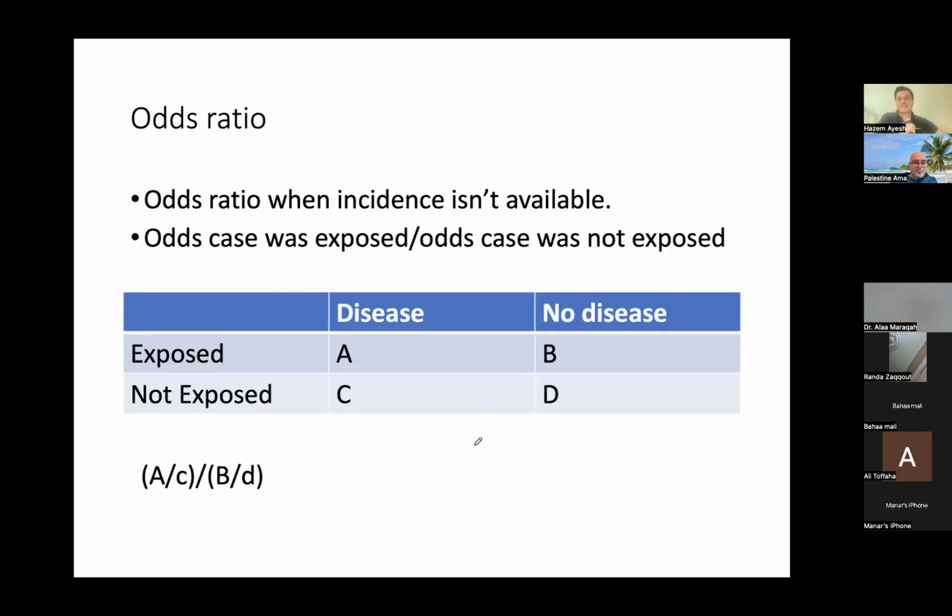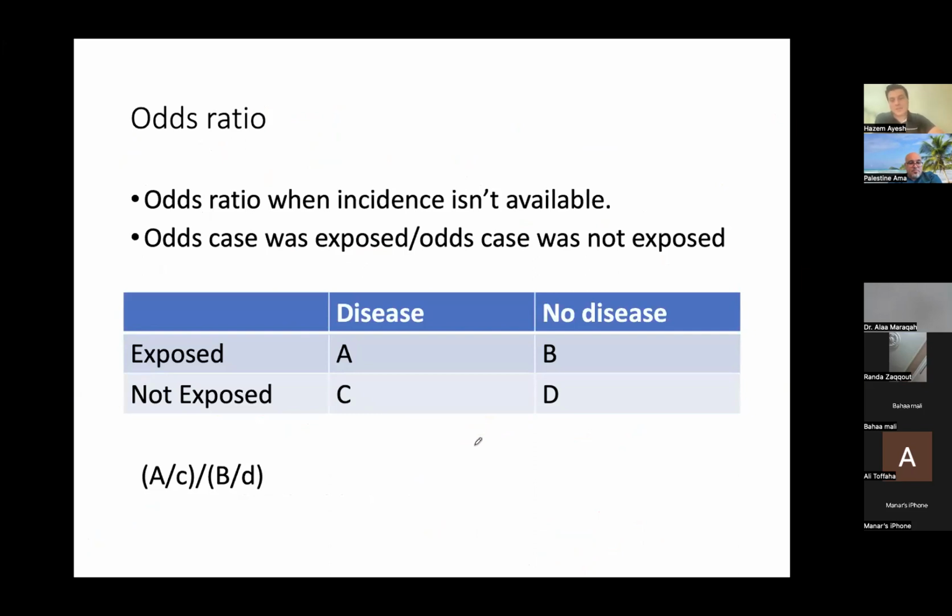So the next thing is the odds ratio. We talked about the first one, the very famous one that we like, which is the relative risk, because it gives you incidence data. Sometimes this cannot be done, like in case control studies. So you have to get some other estimate, which is called the odds ratio.